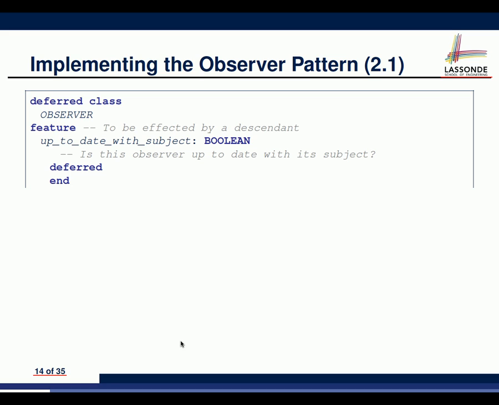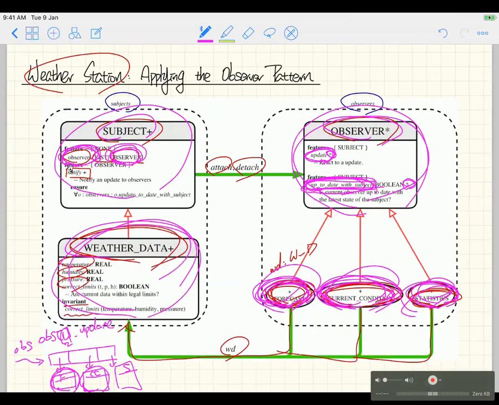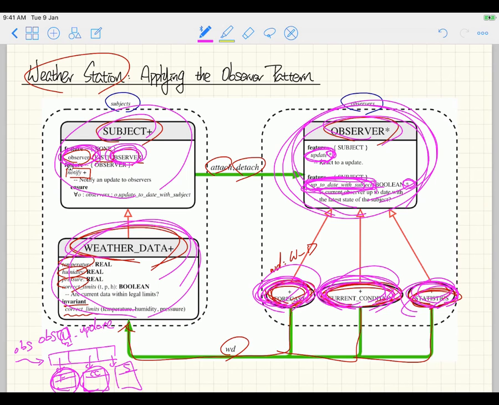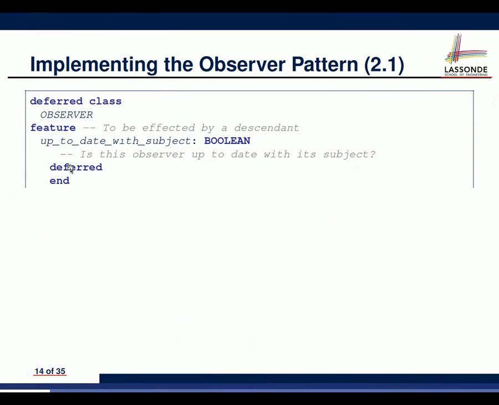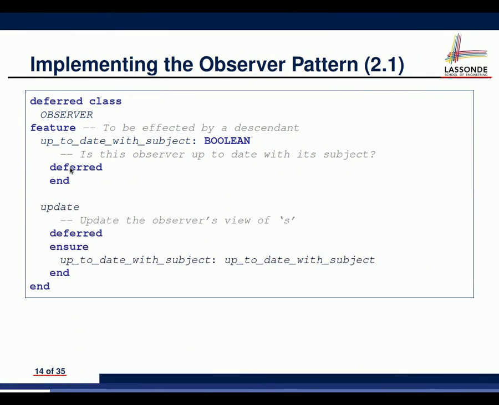So we have to say, first of all, up to date with the subjects, but at this level here for observer, we simply don't know what kind of observer you're talking about. So the updates and also up to date with subjects will just be deferred at this level. Okay, but we'll make it effective at the descendant class level. That's what we'll do. Okay, let's see over here. Up to date with the subject is deferred, and also update itself is also deferred.